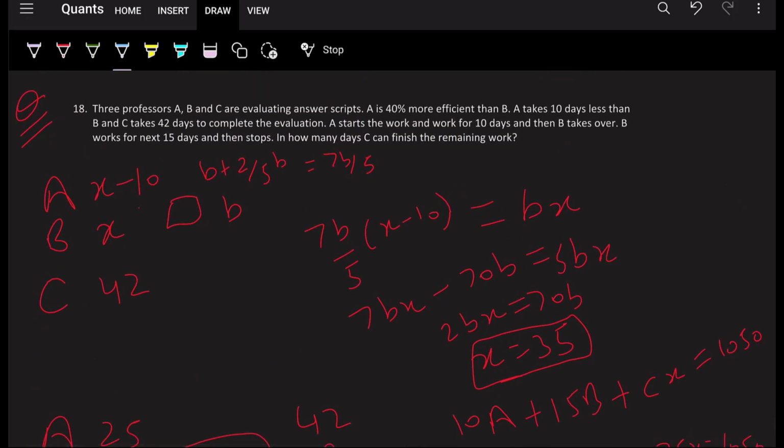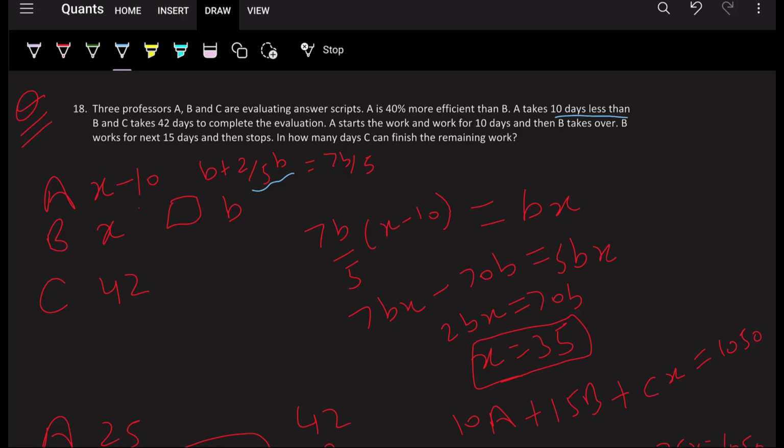We will again go through this question because this question is very important. According to the question, C completed the work in 42 days, and if we assume that B has done the work in X days, then A will take X minus 10 days because it is given in the question. Now let's assume that the efficiency of B is B. And the efficiency of A will be what? B plus 2 by 5 B, so it is 40% more than B. So it will be 7B by 5.